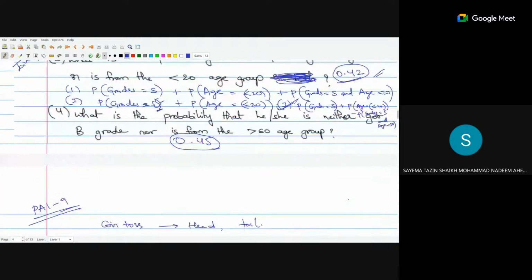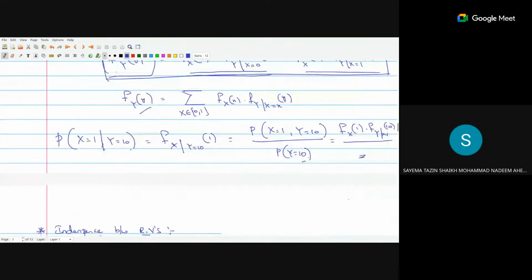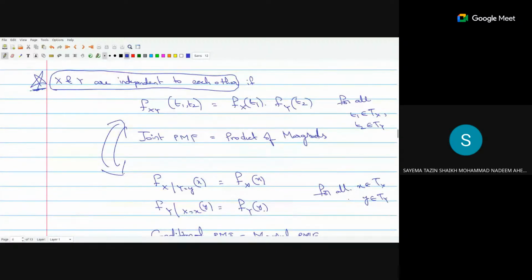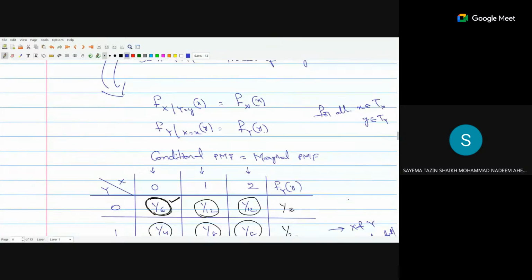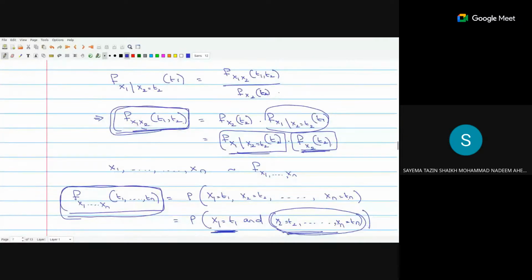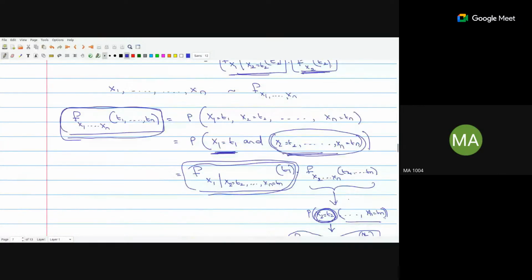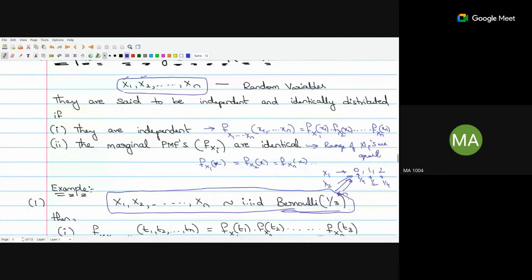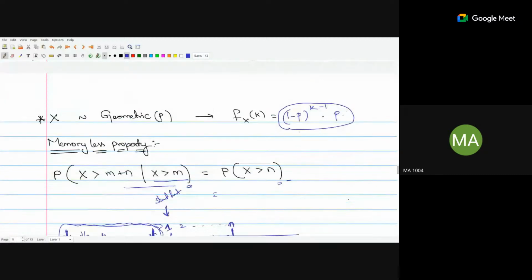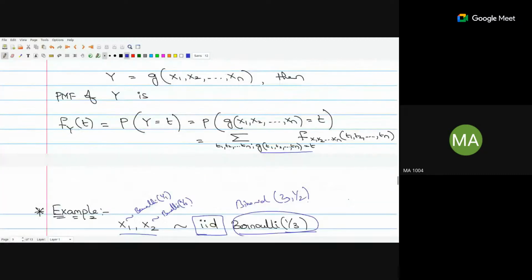Given one value of x, calculate the value of p of y given x is equal to something. So that is conditional only, no? Yeah, right. That is conditional. Okay. So these are the main important topics which I wanted to discuss for today.